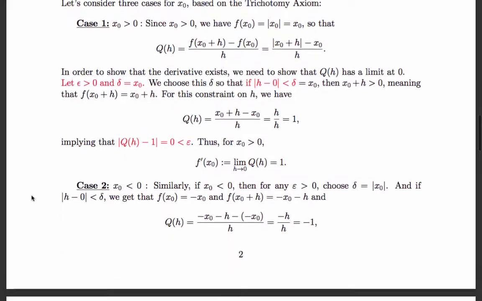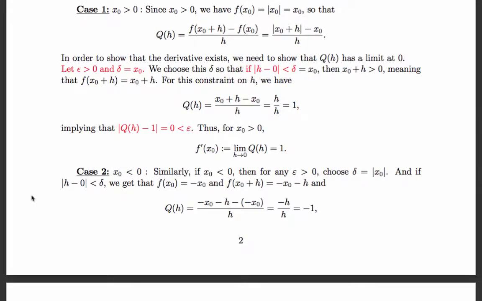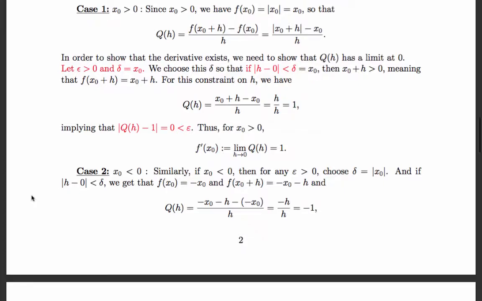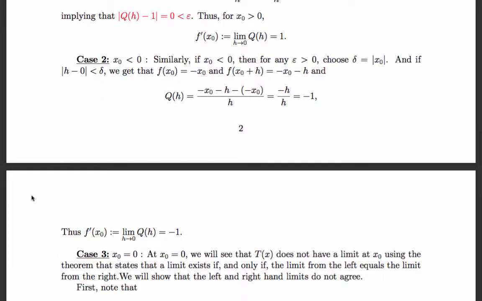So case 2 is, of course, very similar. We choose delta to be the absolute value of x naught. If the absolute value of h minus 0 is less than delta, then the absolute value of q of h minus negative 1 is equal to 0, less than epsilon. So we get that the derivative of f at x naught for negative x naught is negative 1.